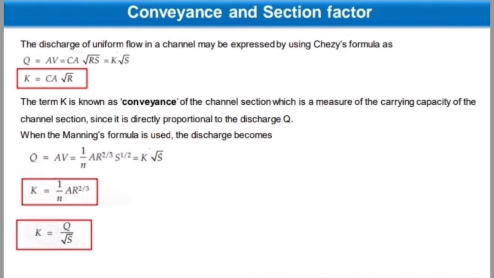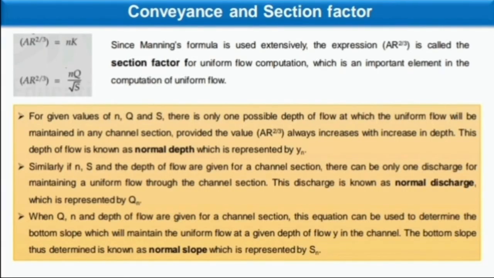When Manning's formula is used, conveyance will be K equal to 1 by N A into R raised to 2 by 3. By Manning's formula, Q equal to 1 by N A R raised to 2 by 3 into S naught raised to 1 by 2. Since Manning's formula is used extensively, the expression A into R raised to 2 by 3 is called the section factor.